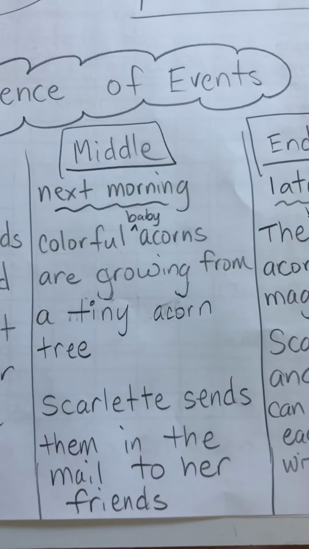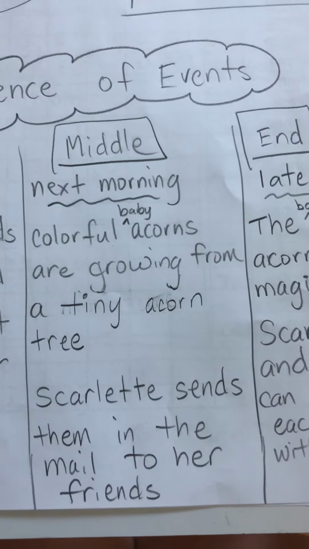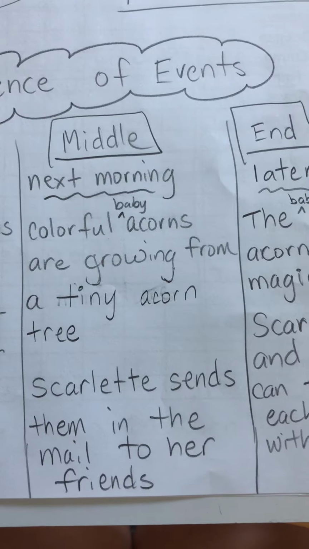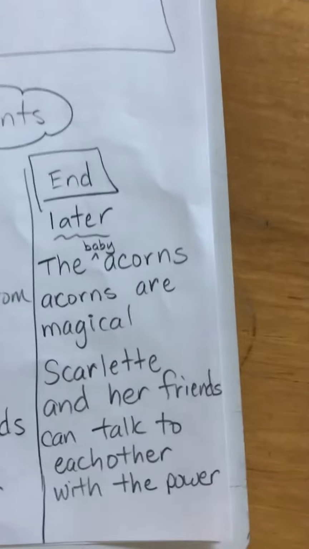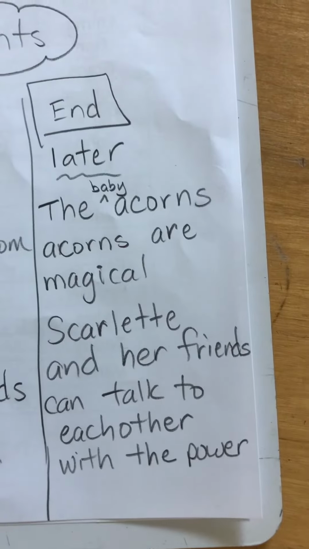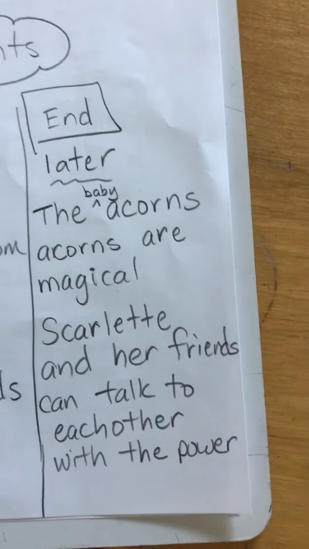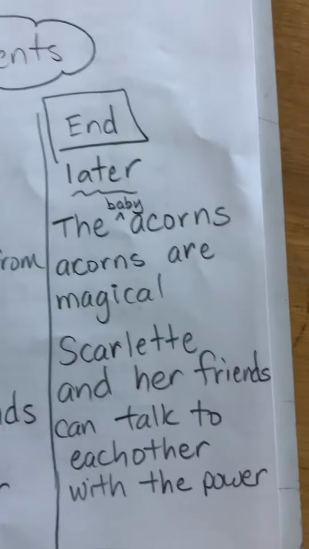And I said, colorful baby acorns are growing from a tiny acorn tree. And Scarlet sends them in the mail to her friends. And then the end of my story is going to happen a little bit later. It might be, oh gosh, the next day or that afternoon. I'm not sure when. The baby acorns are magical.